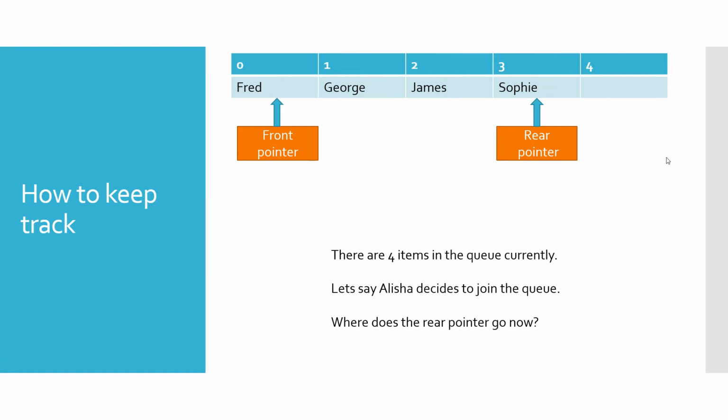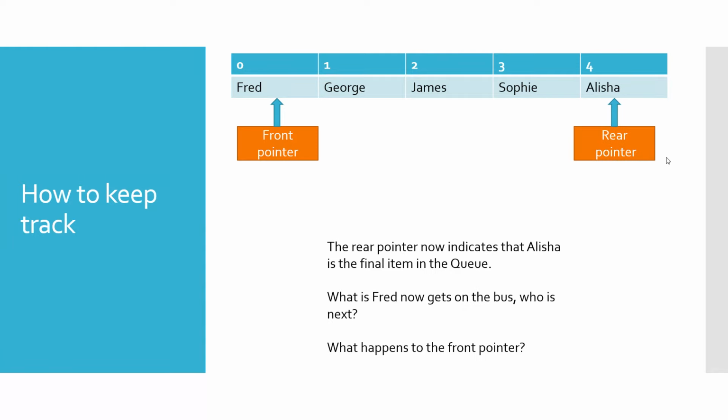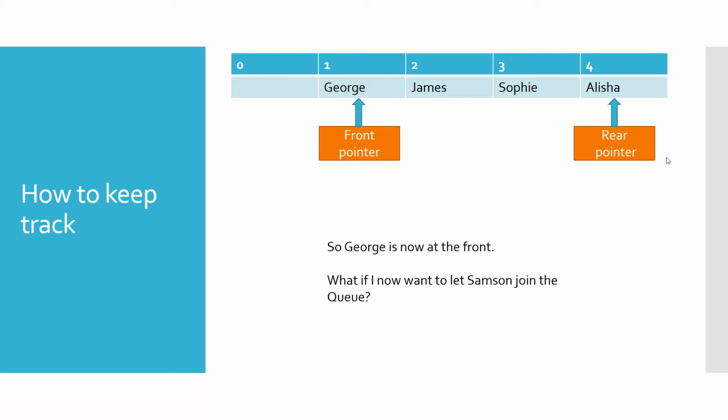Let's say Alicia comes along and decides to join the queue. Where does the rear pointer go now? Hopefully you realise that the rear pointer now moves, and it indicates that Alicia is the final item in the queue. What if Fred now gets on the bus? So he's left the queue. What happens next? What will happen to the front pointer? Well, George is now at the front, and this is a really important point about queues.